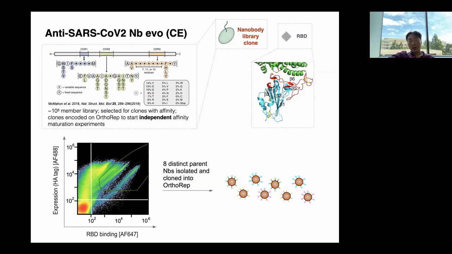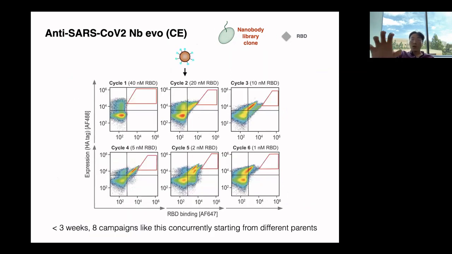But then we just decided to clone all of these onto Orthorep, and in independent experiments, evolve the nanobodies for better binding. So this is one of our independent experiments. And here I'm just showing cycles of the FACS and culturing steps. And what's important, I imagine most of you know how to read a FACS diagram, but just briefly, what's important is that the x-axis tells us how well we're binding RBD. So to the right, we're binding RBD better.